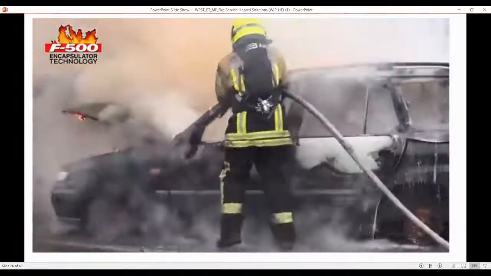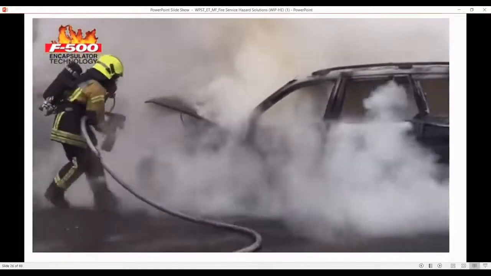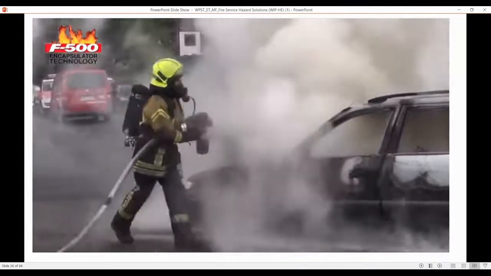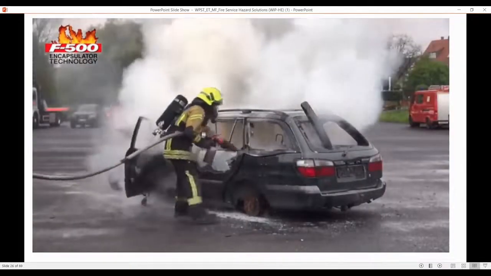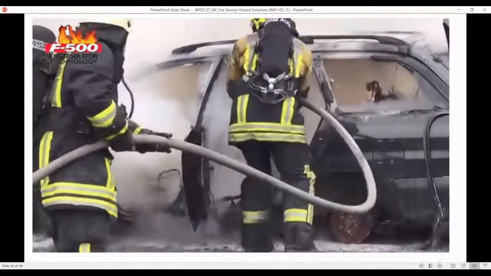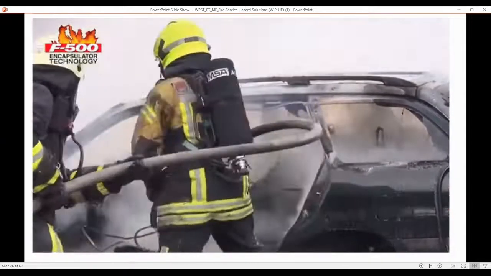Notice the firefighter's not flooding the vehicle full of solution. He's just attacking where he sees fire, suppressing the fire. Now he'll start to open the vehicle up and look for any spots, like on the floorboards, that are still burning. Just going to hit that quickly.